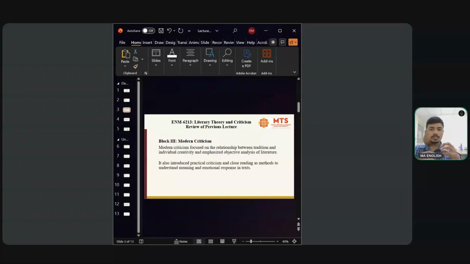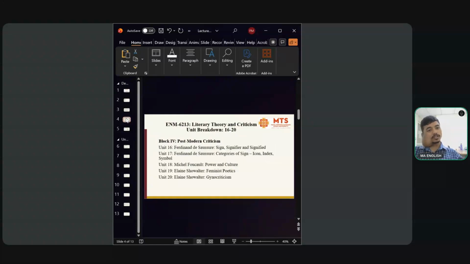Another key contribution of modern criticism was the method of practical criticism and close reading. This approach was developed by critics like I.R. Richards, and later the New Critics encouraged readers to look very carefully at the language, imagery, structure, and tone of the text. The goal was to understand exactly how a piece of writing creates its meaning and emotional effect. So this is all about the previous lecture.